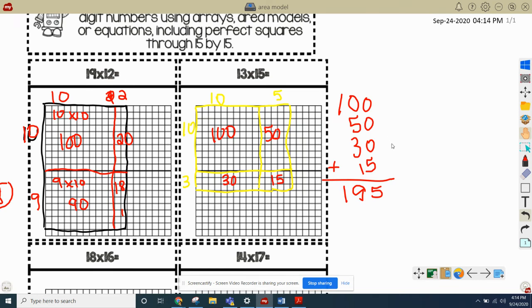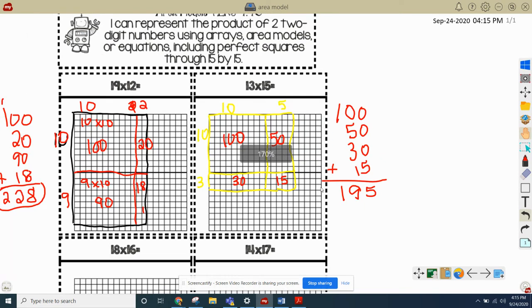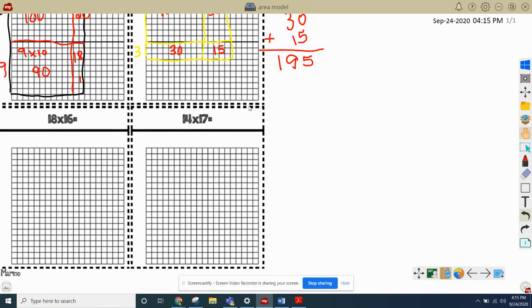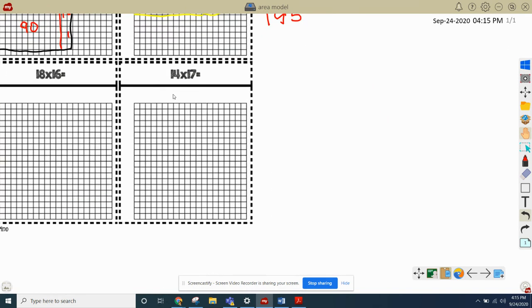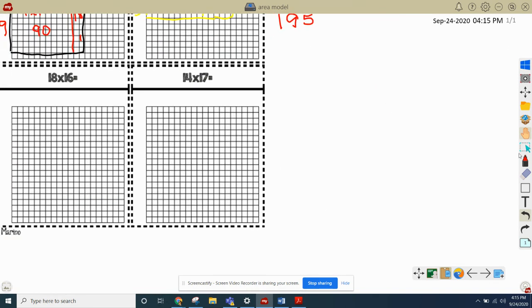So that means we should be able to draw this box ourselves without having all this grid information, okay? So we're going to do these last two problems. I'm not going to do them on the grid. I'm going to draw them out to the side and show you how you can still solve using this box without the grid. Okay, so let's do 18 times 16.